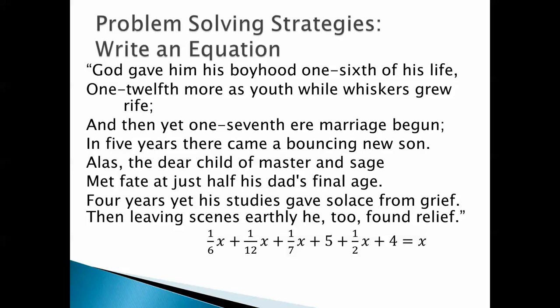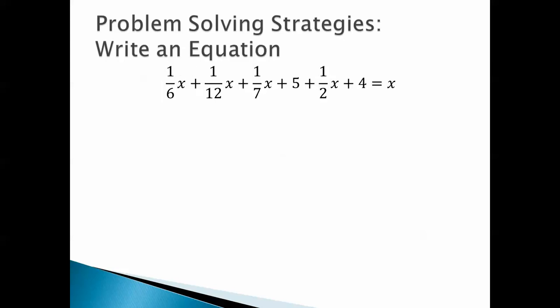So we have half of Diophantus's life. And then after that, Diophantus dies 4 years later, 4 years after his son dies. When we add these together, 1/6 of his life, which is boyhood, a 1/12 of his life, which is youth, a 1/7 of his life, waiting to get married, 5 more years, half his life, that's the time his son is alive, and then 4 more years. When we add all of those together, we get his total life, which is x. So let's take this equation. How on earth do we add these together?